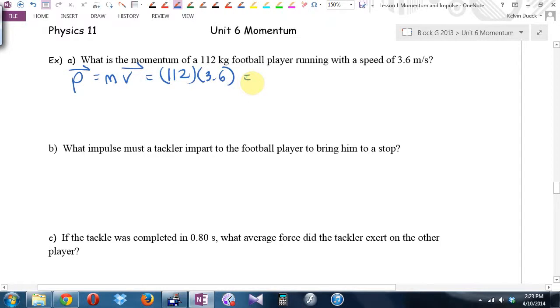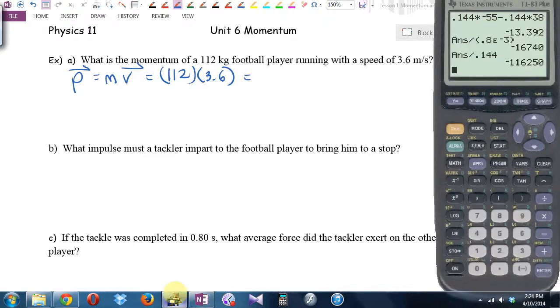It's going to be 112 mass times 3.6. And 3.6 meters per second? Well, 10 meters a second is like Usain Bolt fast because he runs 100 meters in about 10 seconds. So this is about half as fast. This is a big lumbering fullback, not going very fast, but hard to bring down because he's so big. 112 times 3.6 is 403.